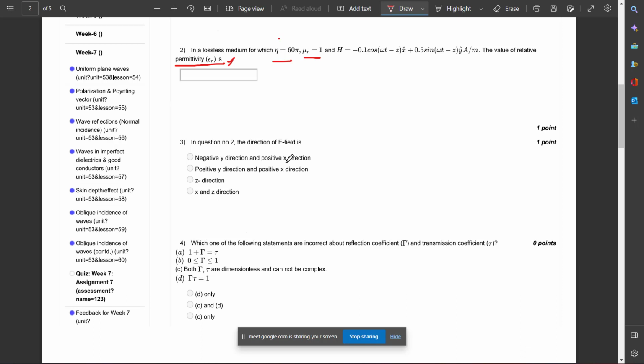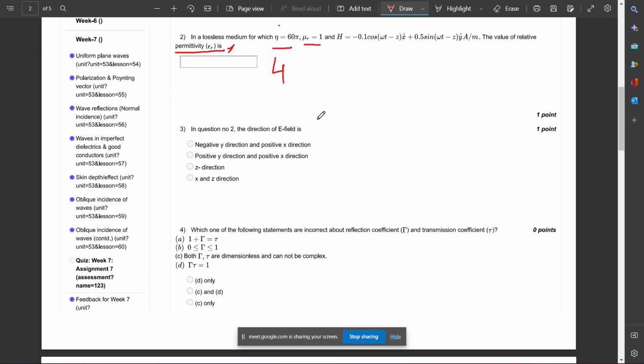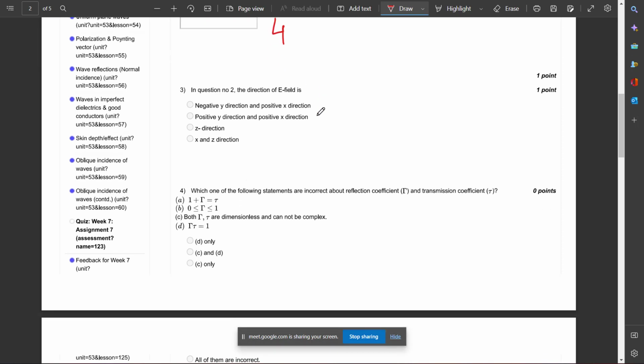Okay, now question number 2, sorry, so here what we got, we got 4, so here the answer will be 4. Okay. Let's go to question number 3. Question number 3 says, in question number 2 the direction of electric field is.